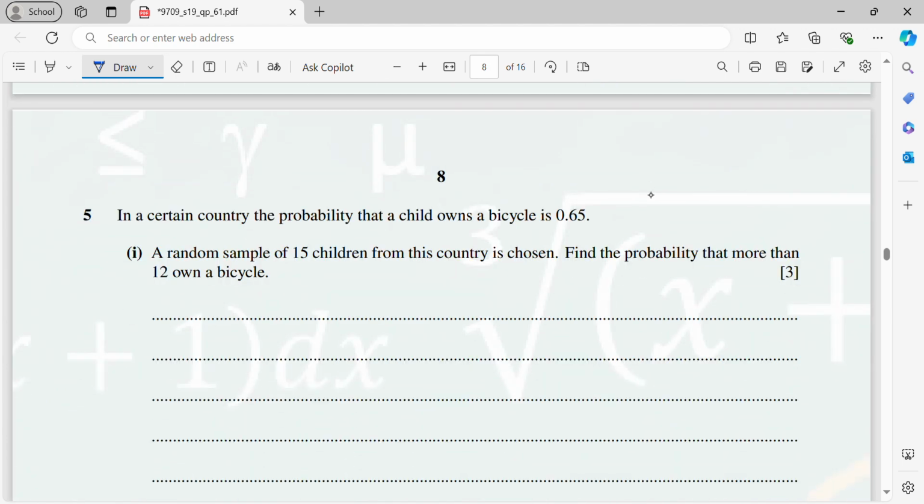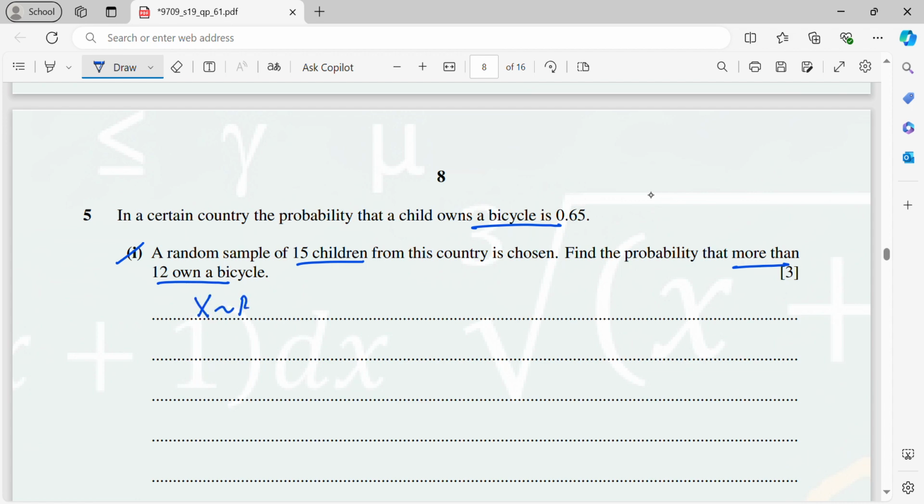Okay, so that's the comparisons. Now question number 5. In a certain country, the probability that a child owns a bicycle is 0.65. First part, a random sample of 15 children from this country is chosen. Find the probability that more than 12 own a bicycle.